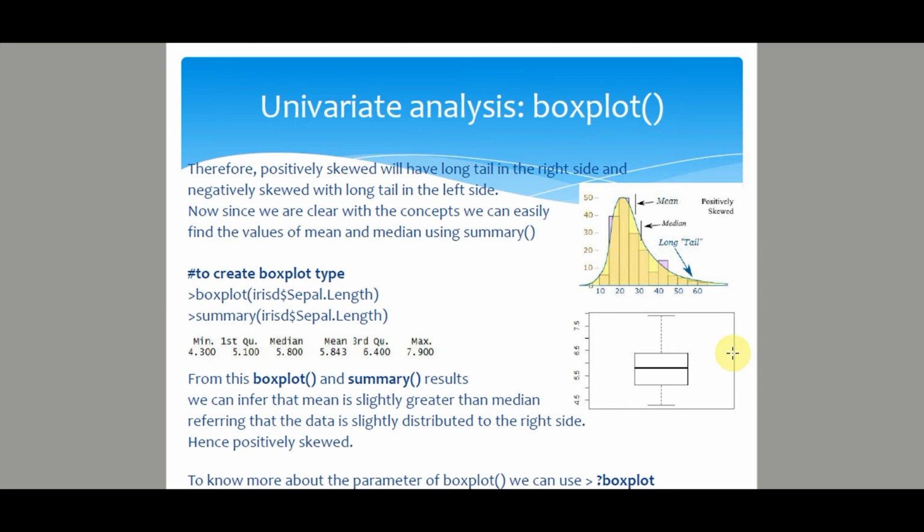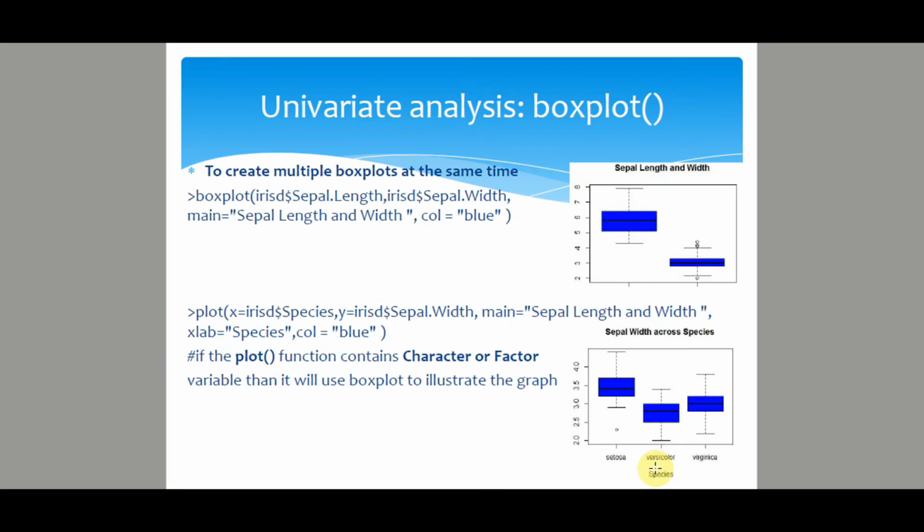Now, since we are clear with the concepts, we can easily find the values of mean and median using this summary. Now, let's understand what is boxplot with the help of an example. From the boxplot diagram and summary results, we can infer that mean is slightly greater than median, referring that the data is slightly distributed to the right side, hence positively skewed. And we can always use a question mark to know more about the parameters of boxplot. To create multiple boxplots at the same time, just define the variables inside the function. And do remember, the boxplot graph only works with the character or factor variables.